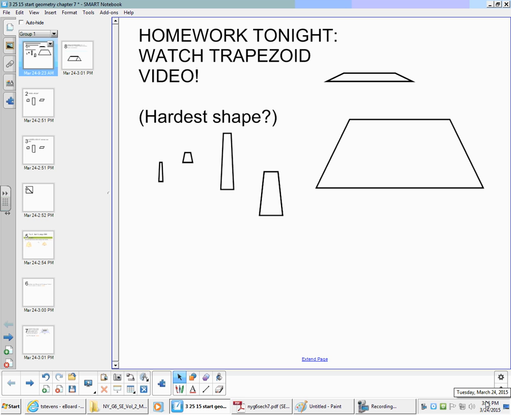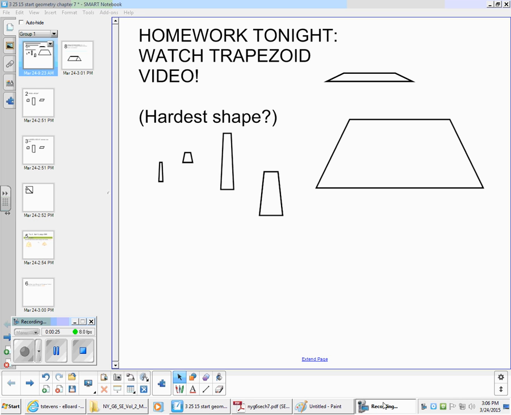So let me keep the timer up so that I can see how much time I have left. All right, so I'll try not to rush, but I'll give you a good overview of this so that you know what you're doing.